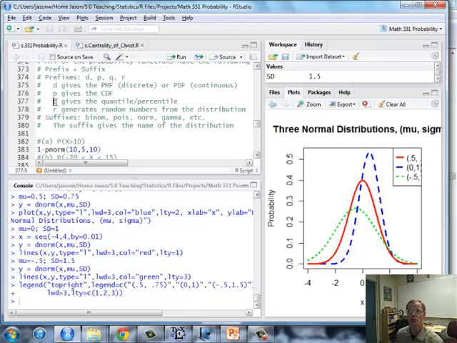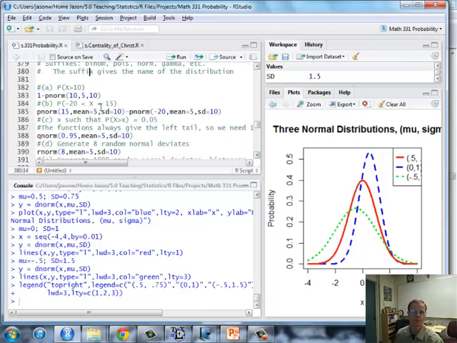If you put Q in front, it gives you the quantile. Recall, quantile is just percentile divided by 100. And if you put R in front, it gives you random numbers drawn from that distribution. And I want to just give a simple demonstration here. So we're looking at the graph of the normal, that's fine.